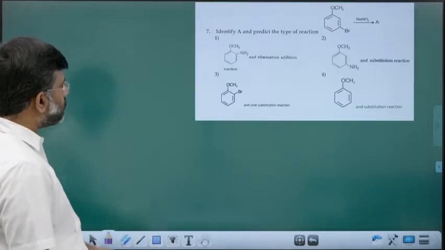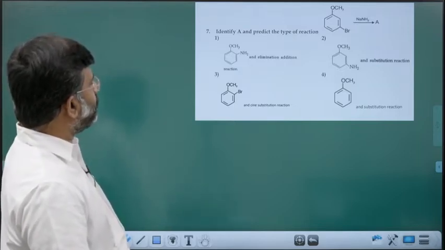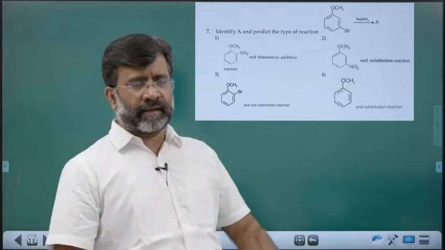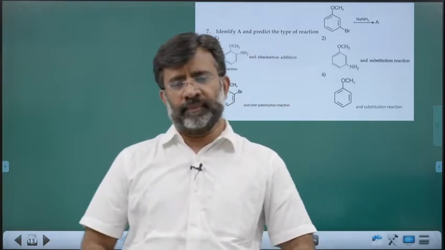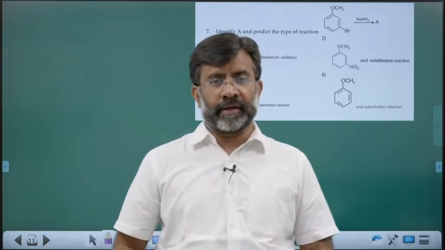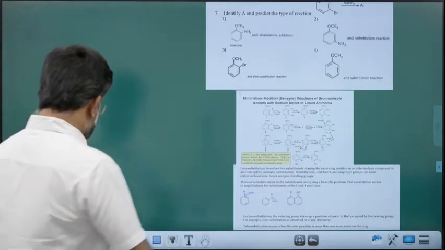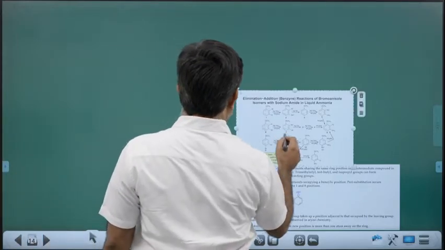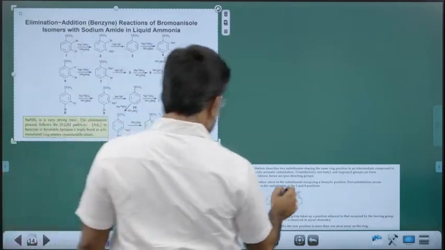Next one. Identify A and predict the type of the reaction. Meta-bromoanisole is treated with NaNH2. This is a reaction involving the benzyne mechanism, which is not in the syllabus, but we need to learn all the possibilities. Let me tell you the various possibilities concerned.